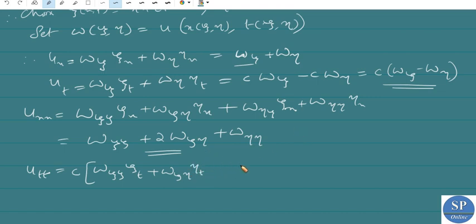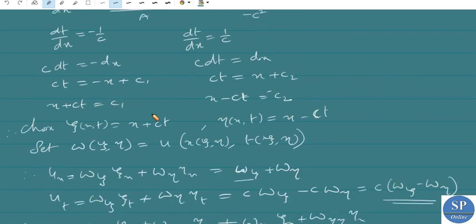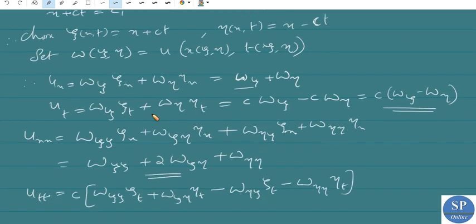Now minus the partial derivative of w eta, that is w eta zeta into zeta t, this minus w eta eta into eta t. So we have zeta t is c and eta t is minus c. Okay, so from this zeta t equal to c and eta t equal to minus c.